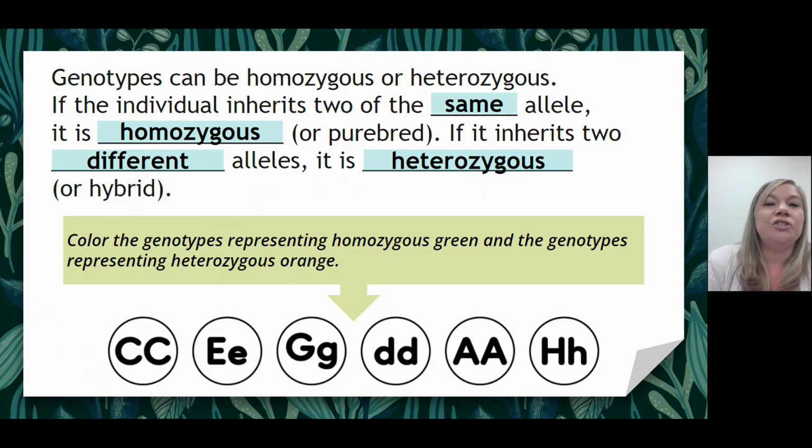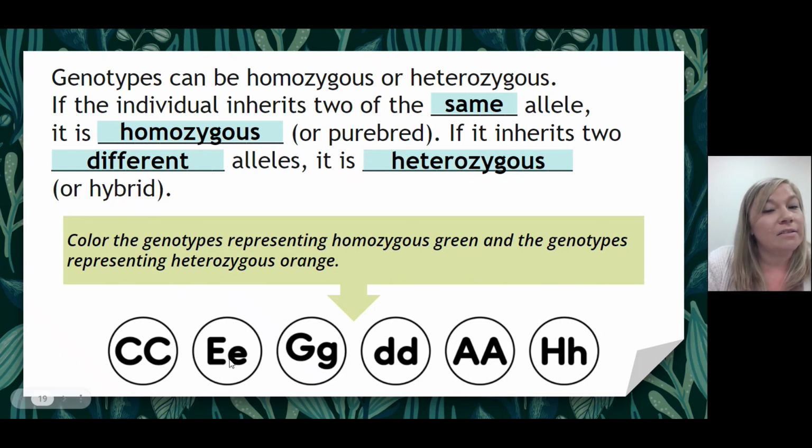So let's look down here and let you guys try it, okay? So it says that we are going to color, and you've got your notes in front of you, your doodle notes. So we are going to color the homozygous ones green, and we are going to color the heterozygous ones orange, okay? So these right here, these are our allele combinations, all right? So let's look at the first one. This one is capital C, capital C. Is that going to be homozygous or heterozygous? That's correct. That is going to be homozygous. So we are going to color that one green.